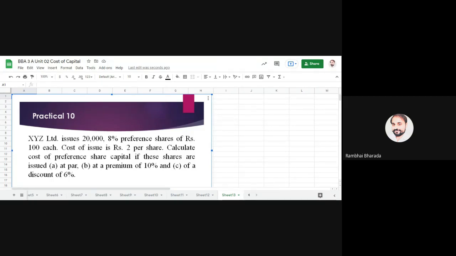Irredeemable includes all the types of preference shares except the redeemable shares. And here you need to remember only 2 points: for irredeemable preferences, the calculation remains the same. KP is equal to DP divided by NP. Are we clear? And for redeemable, we will discuss later on.